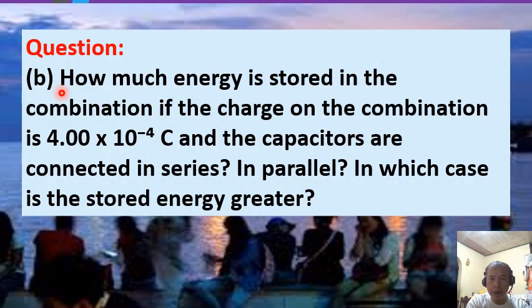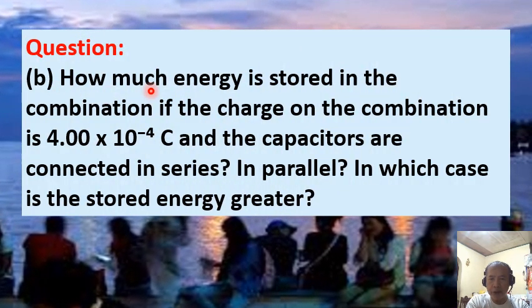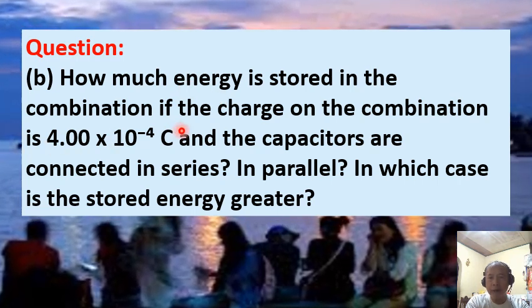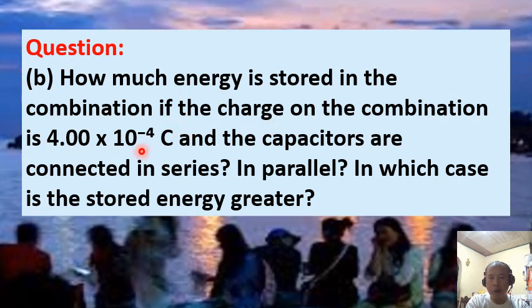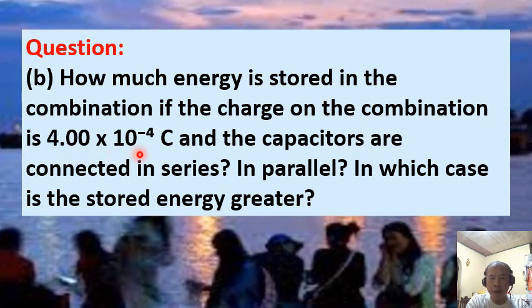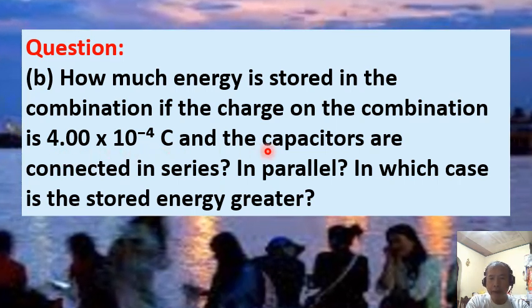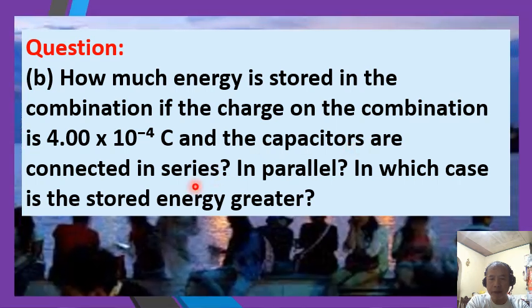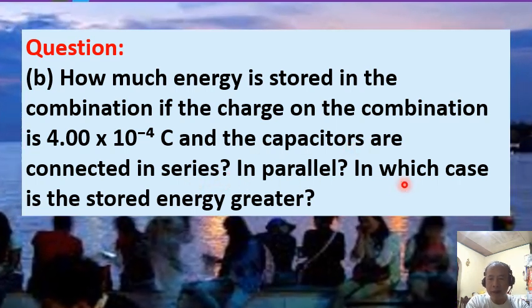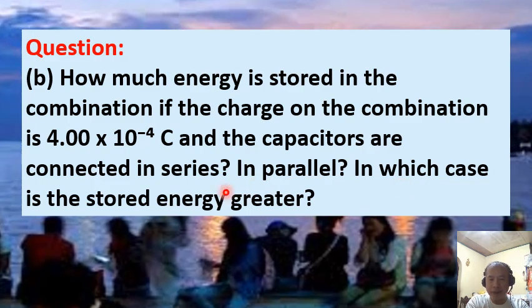Question letter B. How much energy is stored in the combination if the charge on the combination is 4.00 raised to the negative 4 coulomb and the capacitors are connected in series and in parallel, in which case is the stored energy greater?